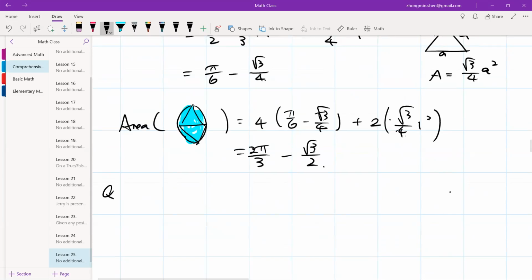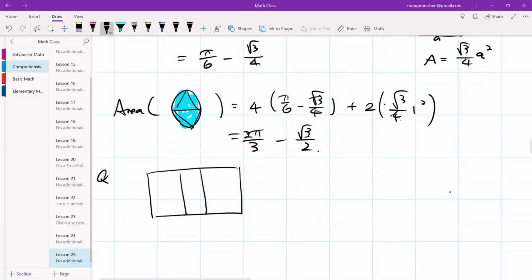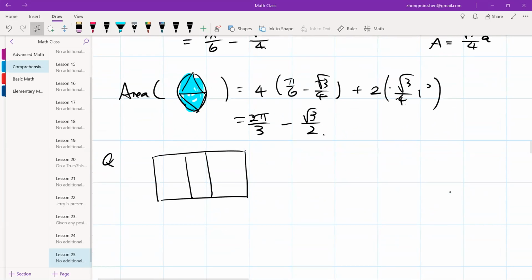All right, so our next problem: we're going to make a fence. It's kind of a vegetable garden, and this is the fence. This is a rectangular garden, and the length of each side is an integer. That's important. The length of each side is an integer.